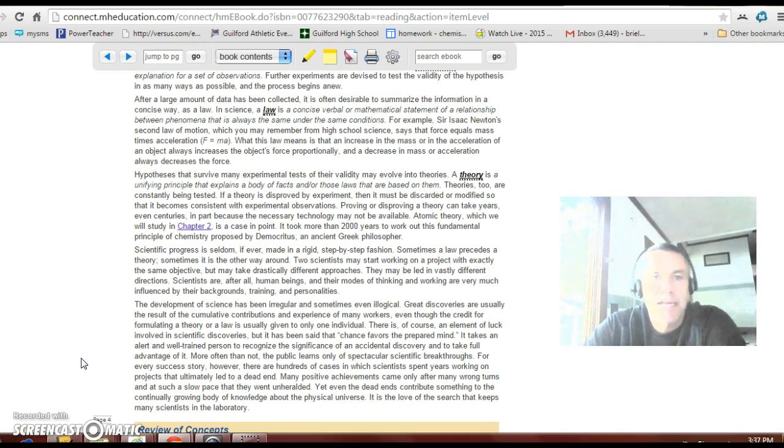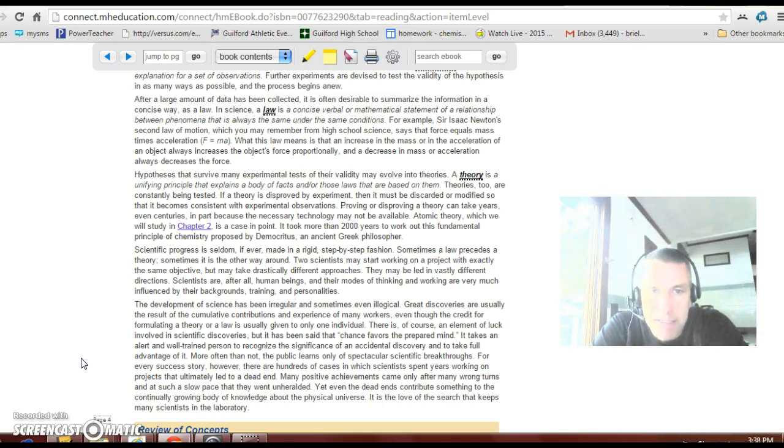After a large amount of data has been collected, it's often desirable to summarize the information in some concise way as a law. Yeah, good luck. Laws don't come by very often. If you're doing research, it's not likely you're going to end up formulating a law. In science, a law is a concise verbal or mathematical statement or relationship between phenomena that is always the same under the same conditions. Coming up with a law is like the gold standard. It's like understanding nature in a primary way.